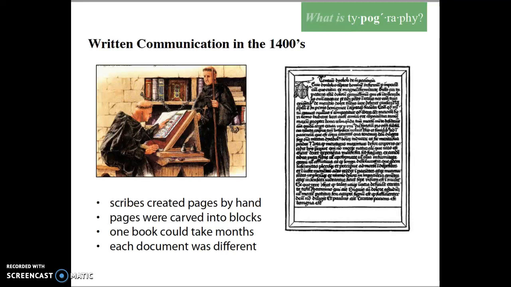The scribes created the pages by hand, and then those pages were carved into wooden blocks, basically like stamps. And then those stamps would be used to create a page. And one book could take months to produce. And each document ended up being unique and different and having special attributes, which is actually kind of cool in this day of automation when you think about it. But can you imagine taking months to create a single book?